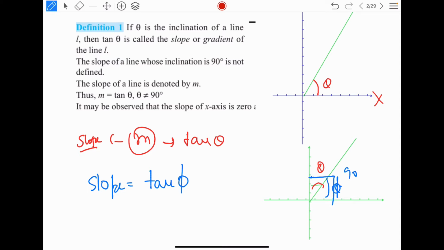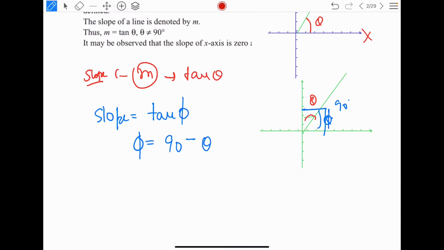This whole angle is 90 degrees, and I have theta here, so what will this phi be? The phi will be simply 90 minus theta. Because the total angle between the two axes is 90 degrees and theta is here, this one, phi, will become 90 minus theta. So what will my slope now be? Tan(90 minus theta), which is simply cot theta. That's it. That's what I wanted to make you understand.